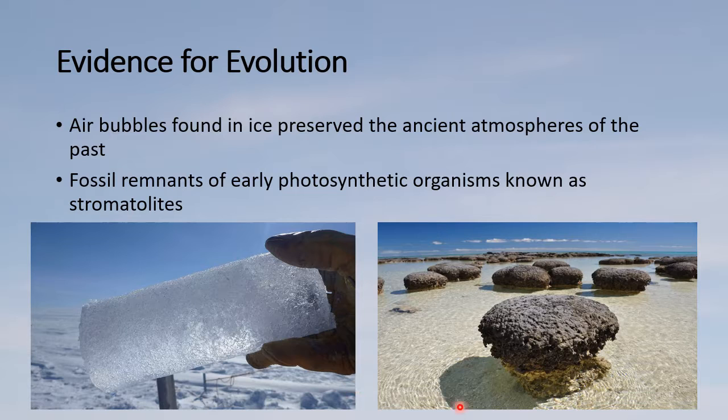Another thing we have are our fossil remains of stromatolites. These are early organisms that helped to change all of the carbon dioxide that was outgassed into the atmosphere into oxygen.